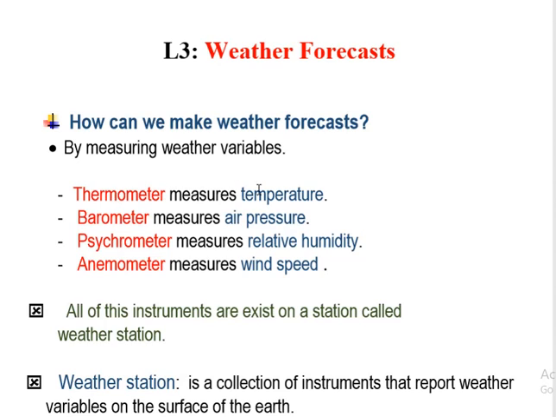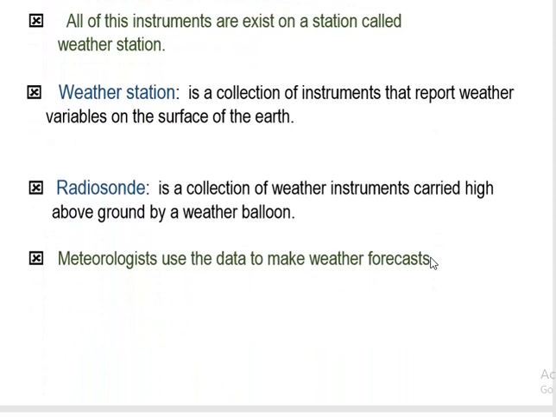Thermometer to measure temperature, barometer to measure air pressure, psychrometer to measure relative humidity, and finally anemometer to measure wind speed. All of this exists on a station called a weather station that's used to predict weather. So, a weather station is a collection of instruments that report weather variables on the surface of the earth.